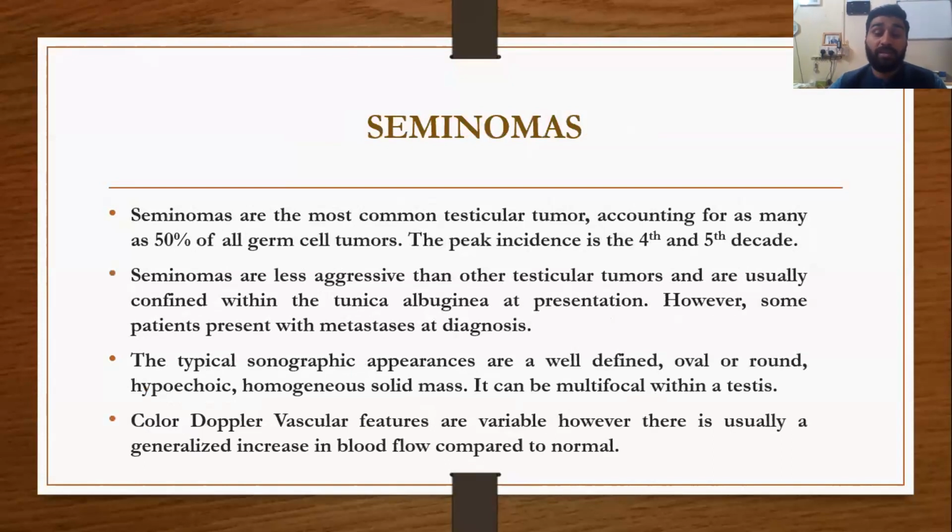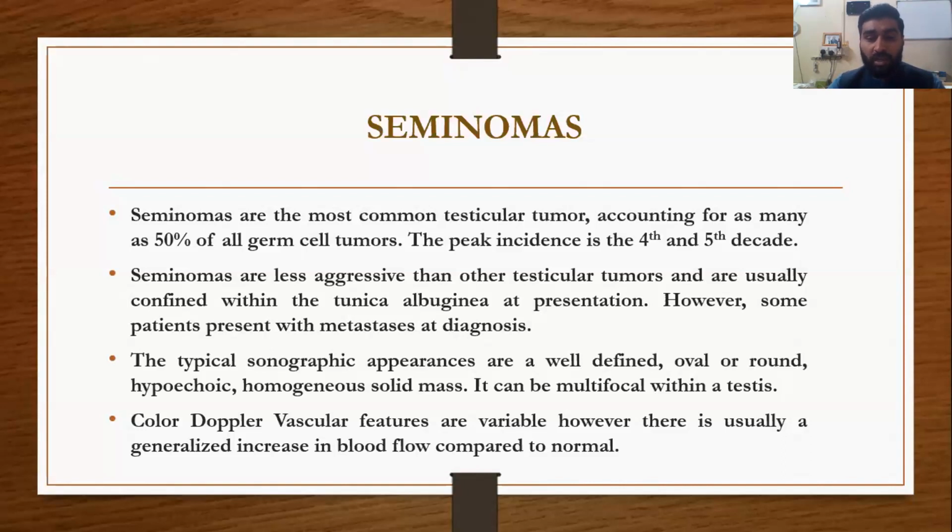Seminomas are the most common testicular tumor, accounting for as many as 50% of germ cell tumors. The peak incidence is the fourth and fifth decade. Do remember, the peak incidence is the fourth and fifth decade. Seminomas are less aggressive than other testicular tumors and are usually confined within the tunica albuginea at presentation. However, some patients present with metastasis at diagnosis.